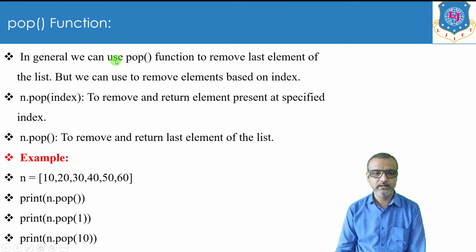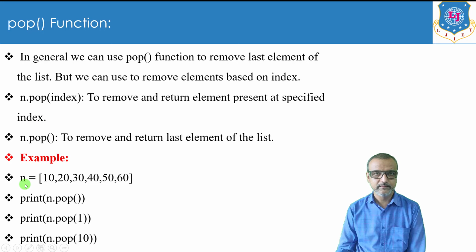In general, we use pop function to remove the last element of the list, but we can use it to remove elements based on index also. And how to remove the elements based on index? We have to use this syntax, that is n dot pop of index, to remove and return the element present at the specified index. N dot pop removes and returns the last element of the list. But with the help of n dot pop of index, we can remove and return the element present at the specified index.